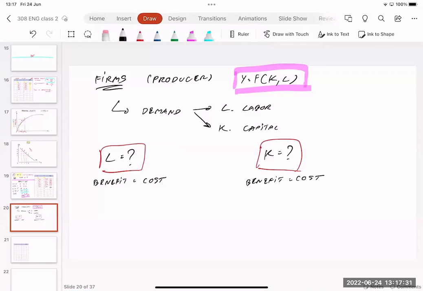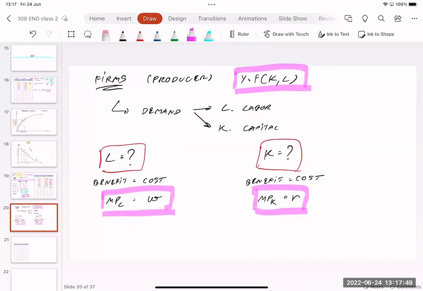In this case, the benefit of labor is MPL, and the cost of labor is the real wage. On the other hand, for capital, the benefit is MPK, the marginal product of capital, and the cost is the real rental rate. This is what I have. This is the point where the firm makes a decision on how much labor and capital they want.